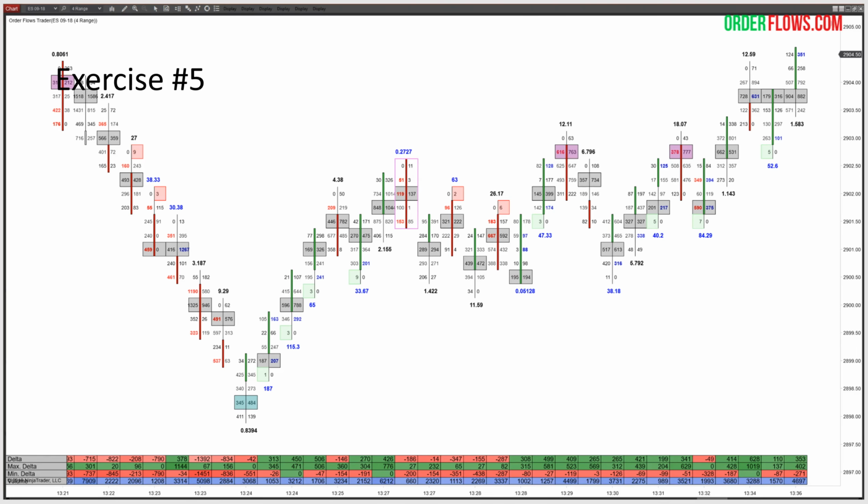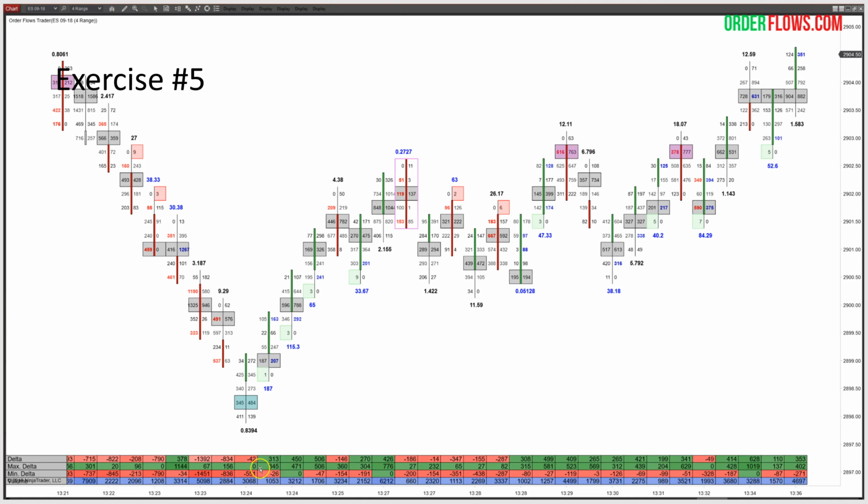All right, exercise number 5. Take a second to look at the chart and tell me what you're seeing. Okay, this one I think is pretty obvious. Hopefully by now you should see a few things. Markets coming down. You got minus 1392, minus 834 right on this low here. You got minus 42, and then plus 313, plus 450, plus 506.